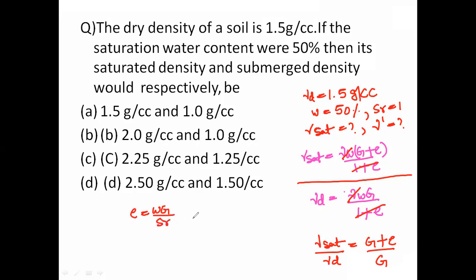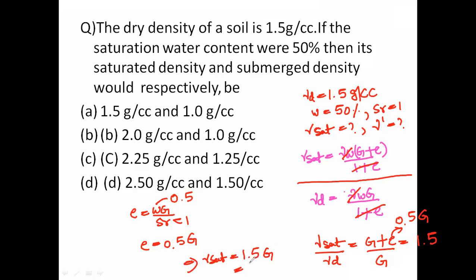Here Sr is given as 1, and the water content is given as 0.5. Therefore I can write that e is equal to 0.5 times G. So if you substitute, this ratio will become 1.5. And also I know that gamma d is 1.5. Therefore, the final step will be gamma sat is equal to 1.5 times gamma d.